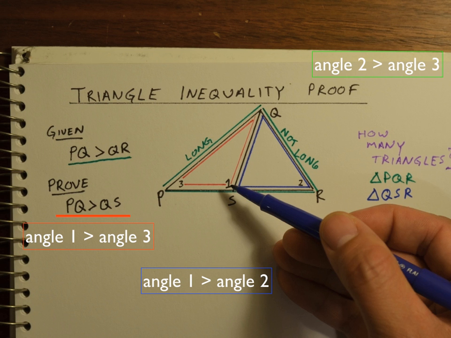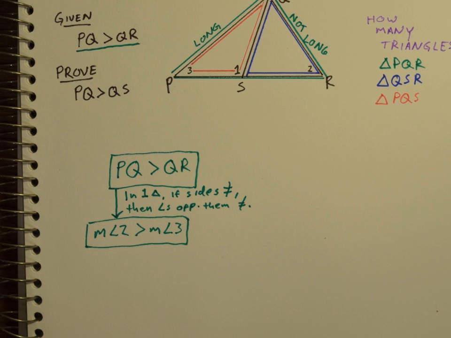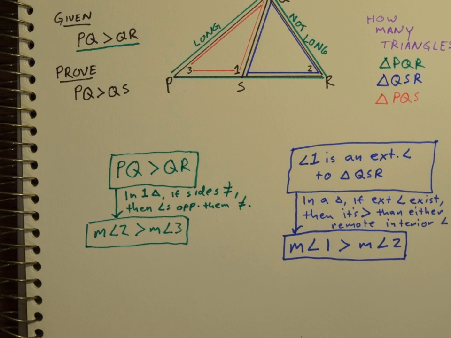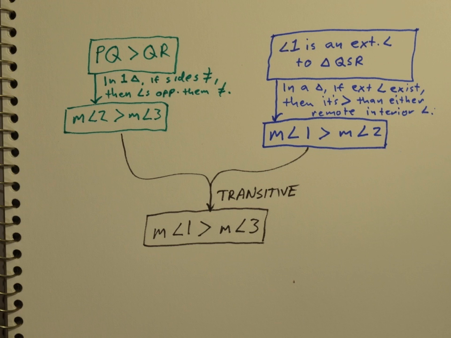All right, so let's write this proof out. First, we know from the green triangle, if PQ is longer than QR, then angle 2 must be greater than angle 3. Next, from the blue triangle, angle 1 is an exterior angle, and as a result, it has to be greater than its remote interior angles. So then, using the transitive property, we can prove that 1 must be greater than 3.